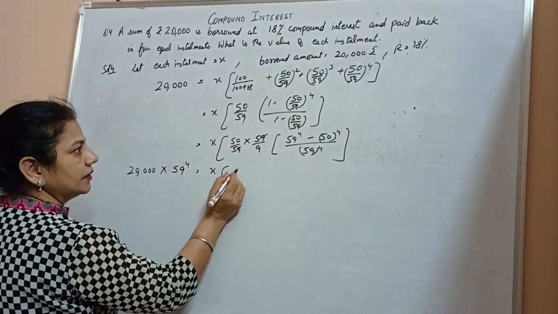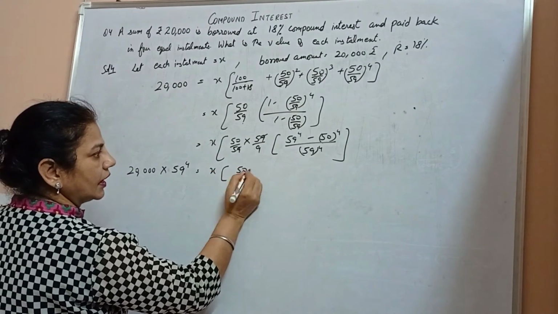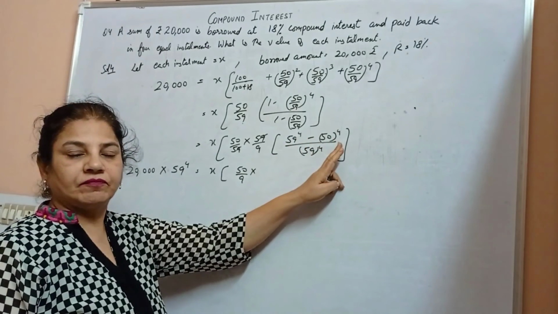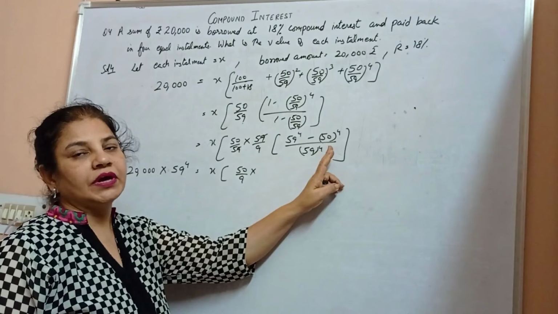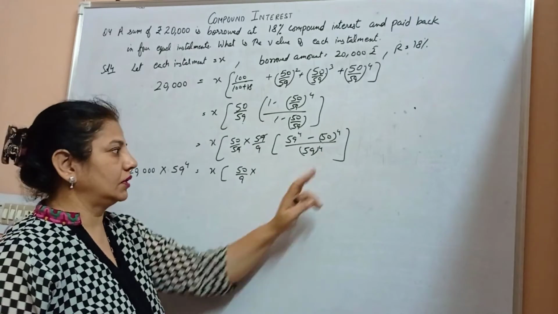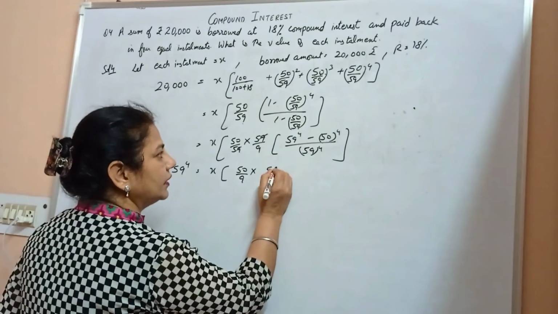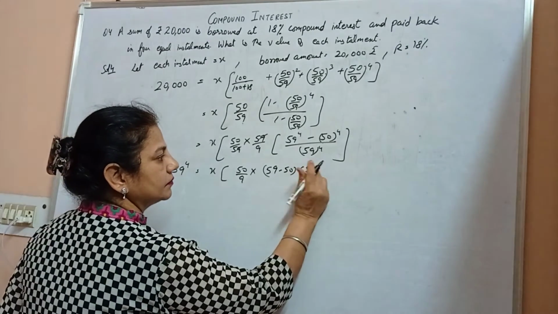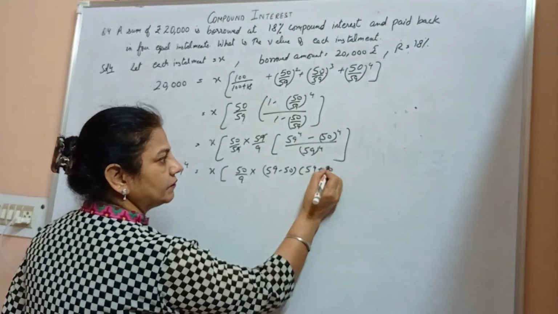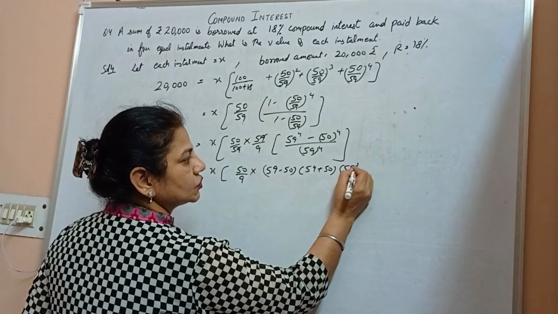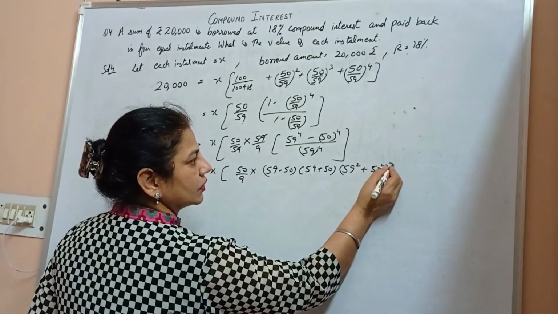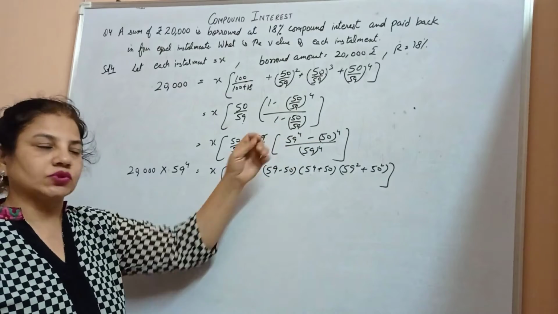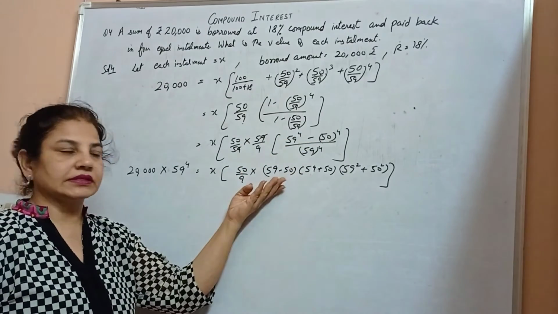X is equal to 20,000 times 50 upon 9 multiplied by a to the power 4 minus b to the power 4. Here I apply the identity of a square minus b square. So I will get 59 minus 50, 59 plus 50, 59 square plus 50 square. I applied the identity a square minus b square twice, which gives me this result.